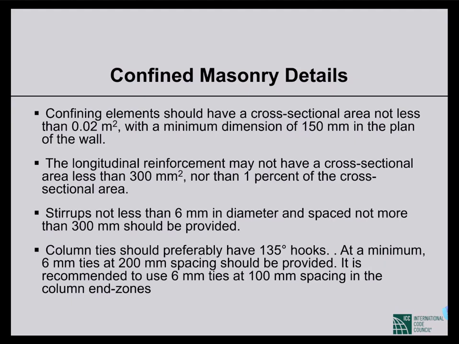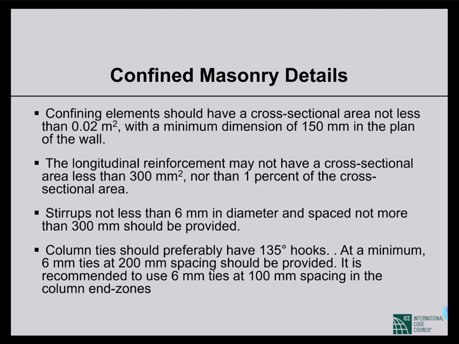It is recommended to use 6 millimeter ties at 100 millimeter spacing, so half of that spacing, in the column end zones, like near the column end. So about 1/3 of the column height should have closer tie spacing near the joints. So from this information, I think we can design confining elements, both beams and columns, because we have cross section, we have minimum reinforcement ratio, we have information regarding stirrups and ties, so we can design the confining elements.